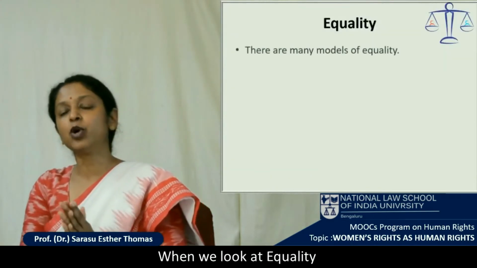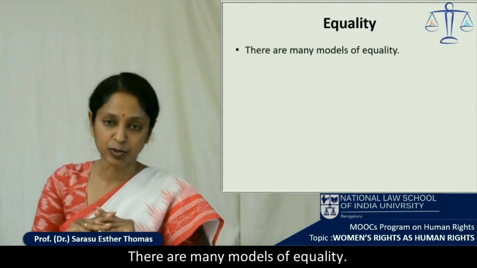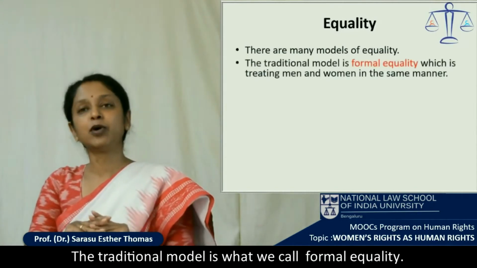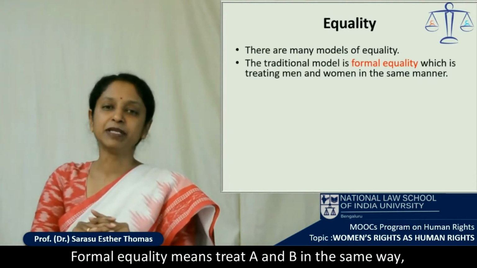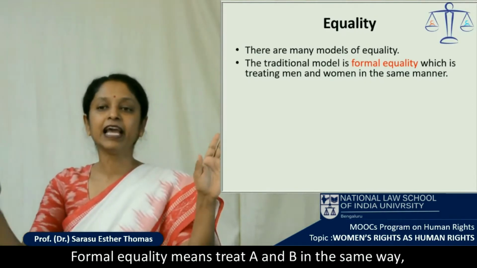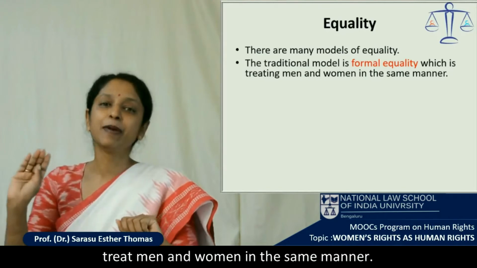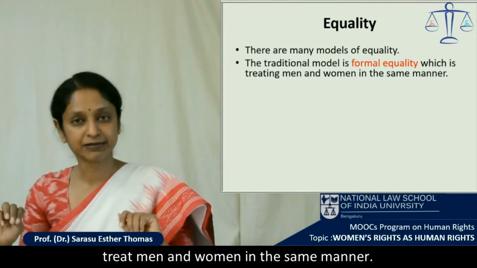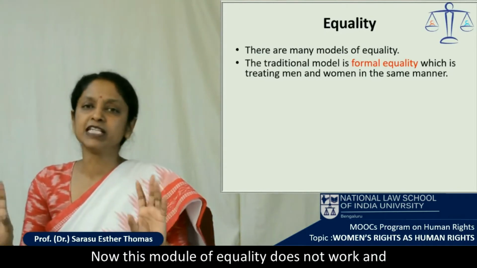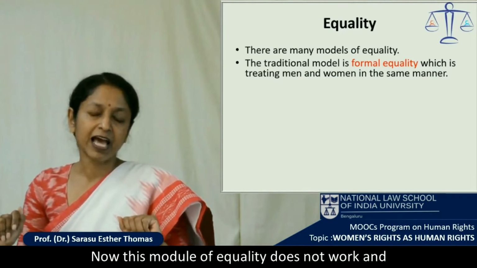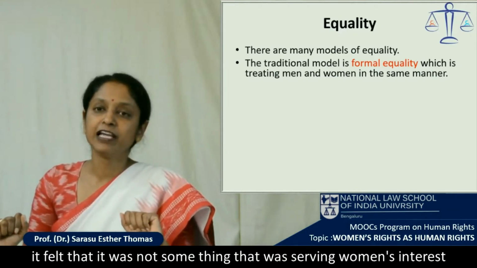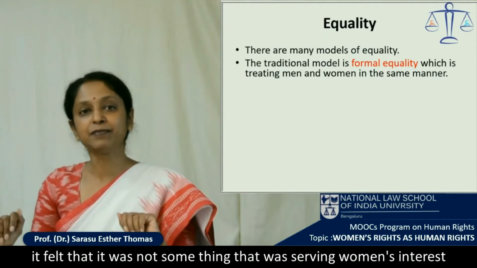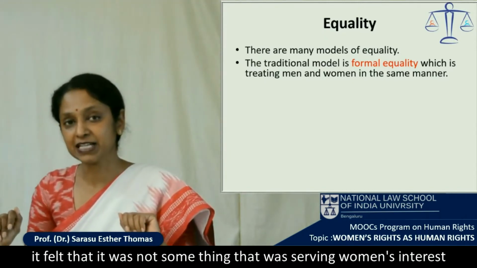Now when we look at equality, there are many models of equality. The traditional model is what we call formal equality. Formal equality means treat A and B in the same way. Treat men and women in the same manner. Now this model of equality does not work. And because this model of equality did exist in human rights law, it was felt that this was not something that was serving women's interests.